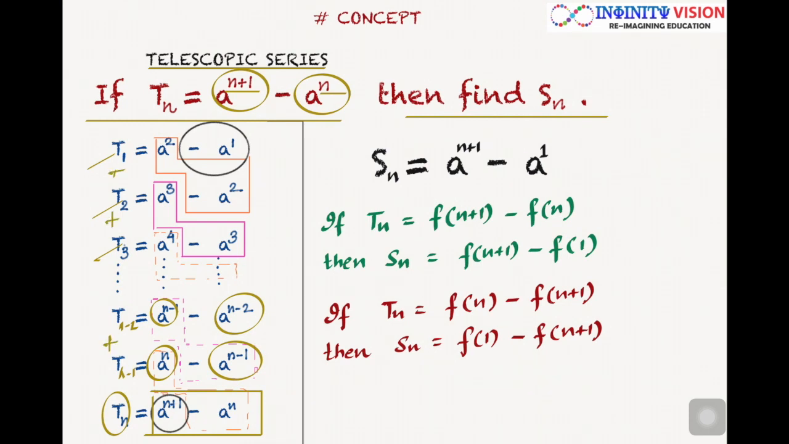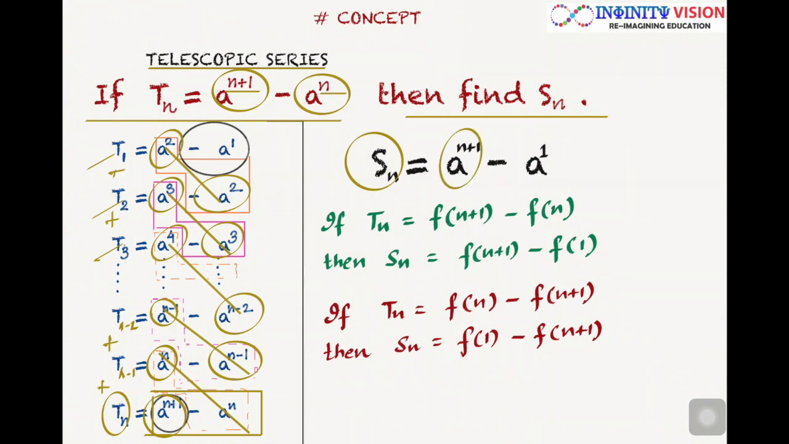If I am going to add all this, t1 plus t2 plus t3 and so on up to tn, this whole summation is called Sn. So if you see, this a square here is in positive sign and here as negative sign. A cube as positive, a cube as negative, a4 positive, and in the same way all these terms would start getting cancelled. You will just be left with this and this. So I can say Sn is a to the power n plus 1 minus a1.